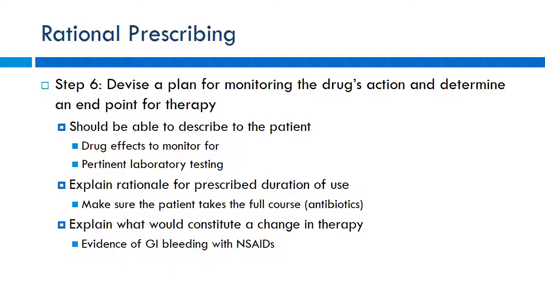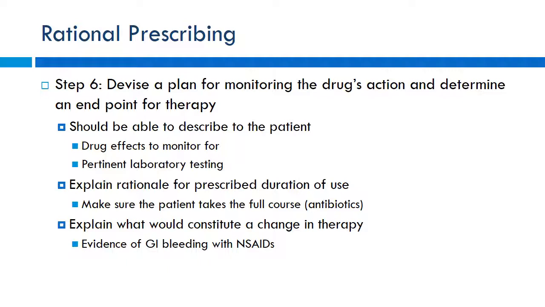And then explain as well what could constitute a change in drug therapy. So say, hey, if you notice that this sort of problem comes up, this is going to be an indication we need to switch over to something else. So if you have evidence of GI bleeding, that's probably a good reason to go ahead and change drugs at that point. So if you notice, do you guys know what is a marker for or a sign of upper GI bleeds?